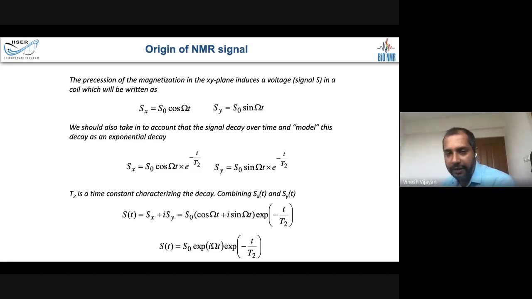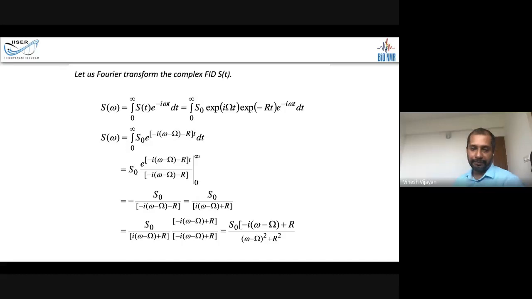So there are two signals, the cosine part and the sine part, which are phase shifted by 90 degrees. You are then allowed to combine them together in order to create a complex signal. You take the cosine part, you take the sine part, you multiply it by i, and then feed it to a computer algorithm which will do the Fourier transform.